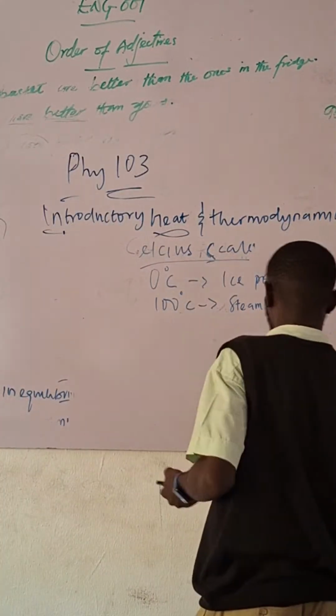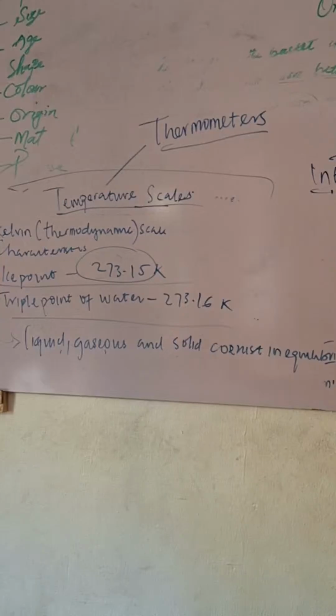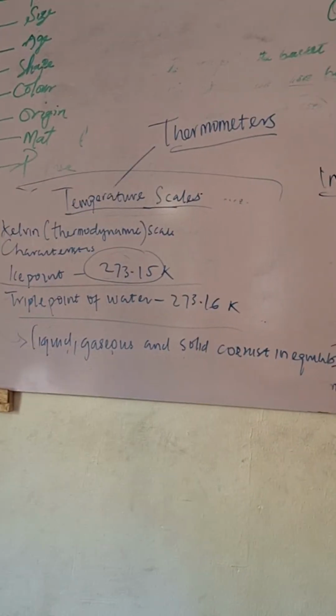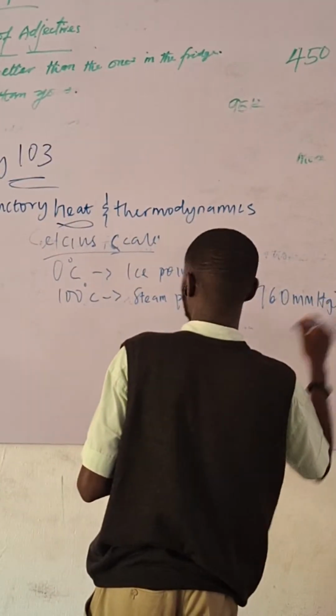Just know it. We have talked about the triple point before. So it's just to know the value, and you can see it in tests. They always like to set traps for you, so just be careful of those traps.